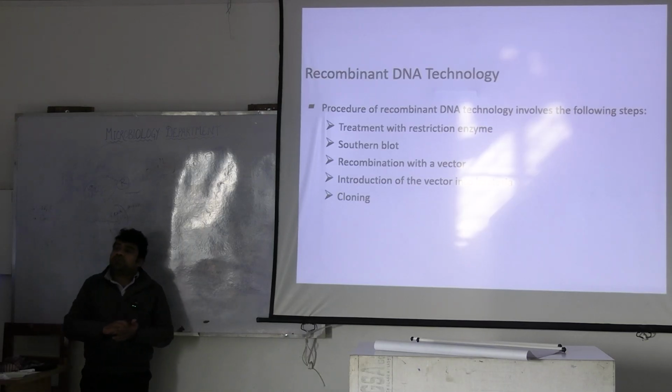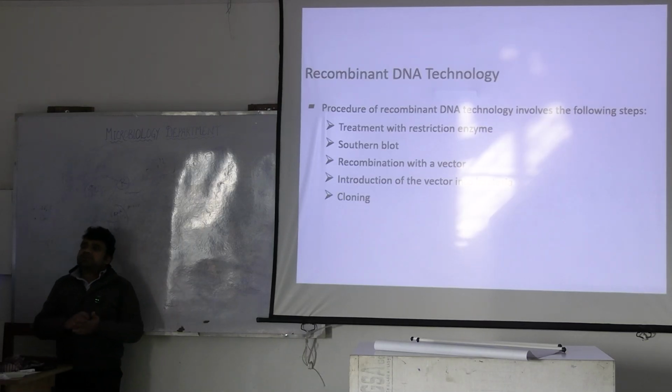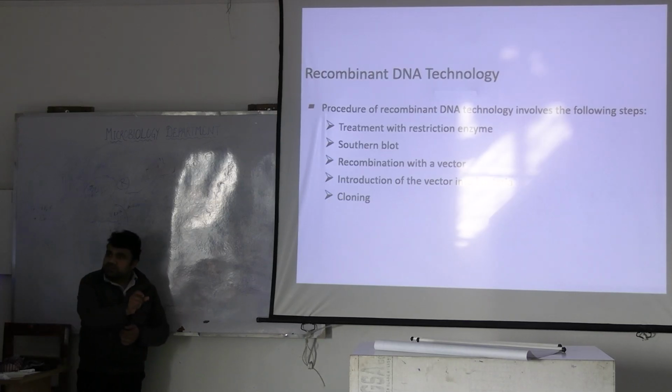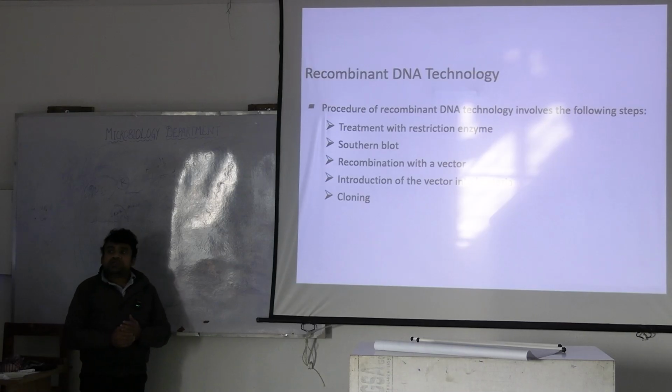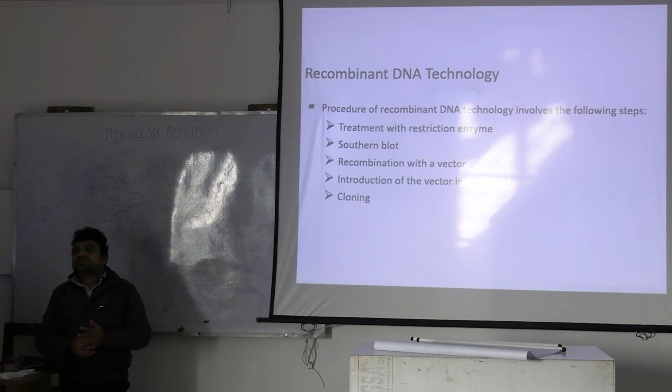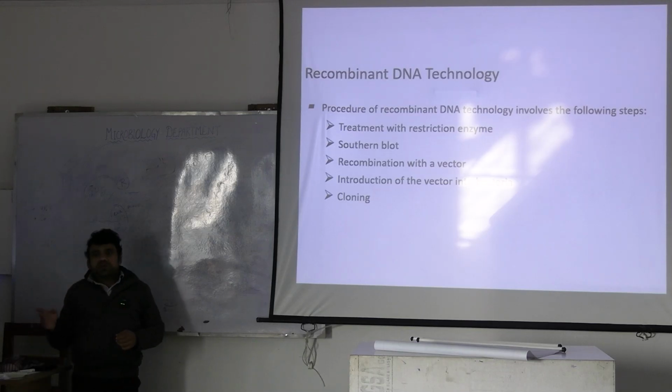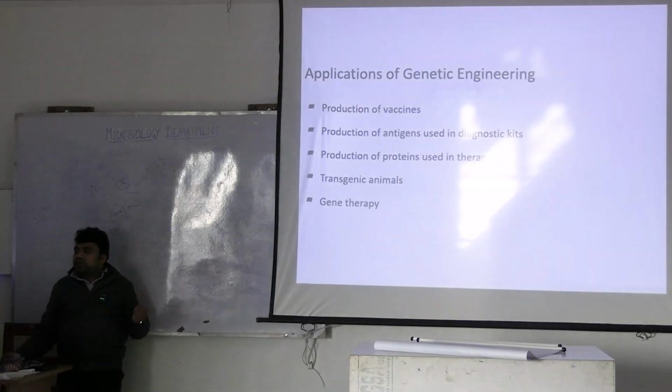Then we can do a recombination with a vector. What did I say vector means in the previous class? Something used to transfer the genetic material into something, that could be a bacteria, could be a fungus, etcetera. And finally we can do what is called cloning. Cloning means a replica of the experimental organism. It could be a bacteria, it could be a fungus. Those we call cloning. All these can be done with recombinant DNA.